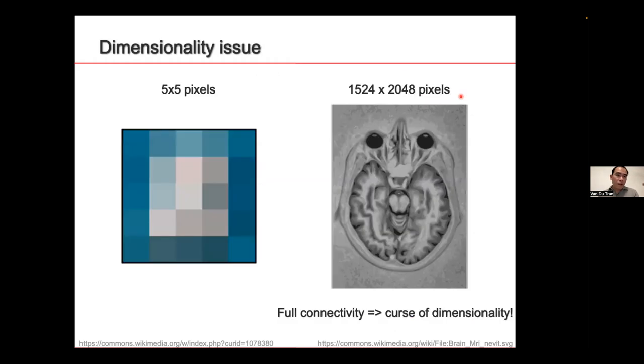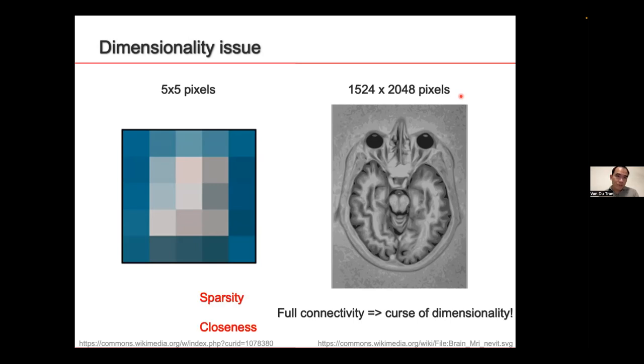One more thing is the dimensionality problem. Let's have a look at these two images. On the left, we have a matrix of 5 by 5 pixels, and on the right, about 3 million pixels. Of course, it's much easier to parse the first one with only 25 pixels compared to the second one. The problem comes with the full connectivity of neurons, which means that each neuron in a layer is connected to all the neurons in the previous layer. Even if not full, the connectivity is really high. And the problem is known as the curse of dimensionality.